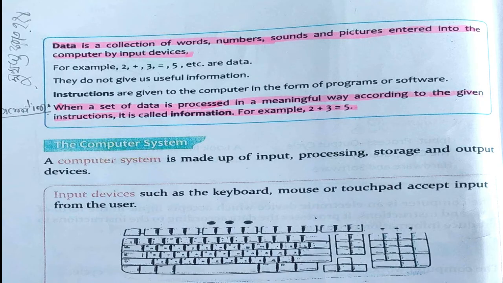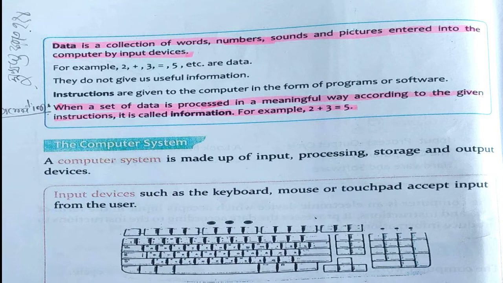Data is a collection of words, numbers, sounds and pictures entered into the computer by input devices. For example, 2 plus 3 equals 5, etc. are data. They do not give us useful information. Instructions are given to the computer in the form of programs or software. When a set of data is processed in a meaningful way according to the given instructions, it is called information. For example, 2 plus 3 equals 5.